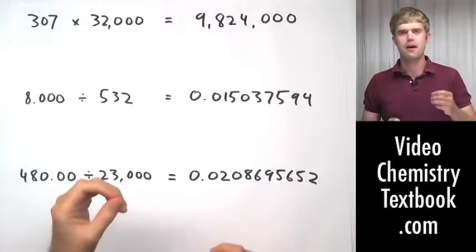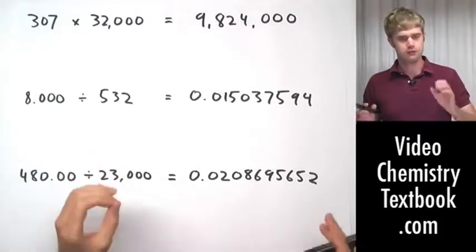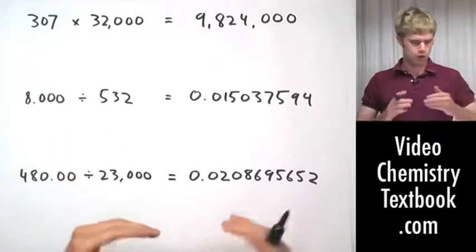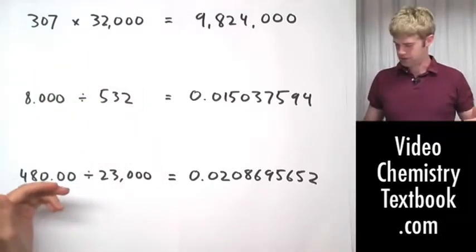Now that we've learned the rules about how to tell whether 0 is significant or not, let's take a look at calculations involving numbers with zeros in them. We'll go through this really quickly. I got a couple multiplication and division problems here.